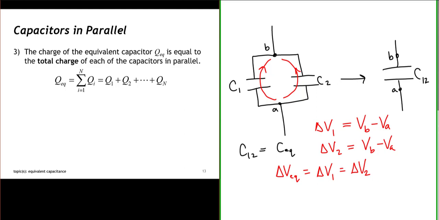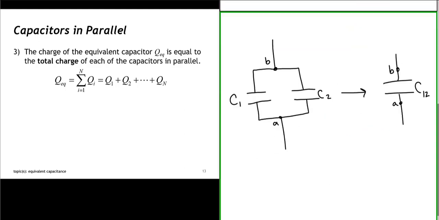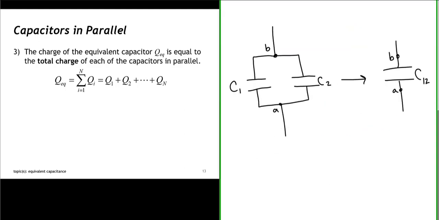Another property of capacitors in parallel is that the charge of the equivalent capacitor is equal to the total charge of each of the capacitors in parallel. So if we take a look at our two capacitor systems, each of these capacitors has a certain amount of capacitance, and each one has the same potential difference. So let's take a look at that.